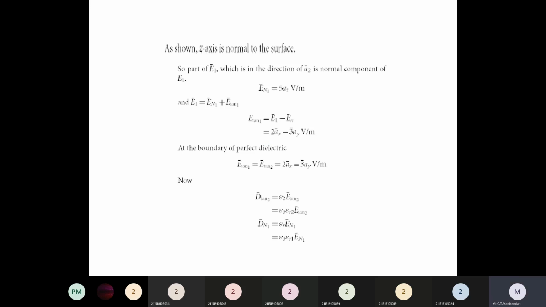With the help of boundary conditions, I can find En1 and Et1. First I am finding En1, then E1 is always En1 plus Et1. Already you know E1. Now from the diagram I have extracted En1, so I can calculate Et1. From the boundary condition, Et1 equal to Et2.